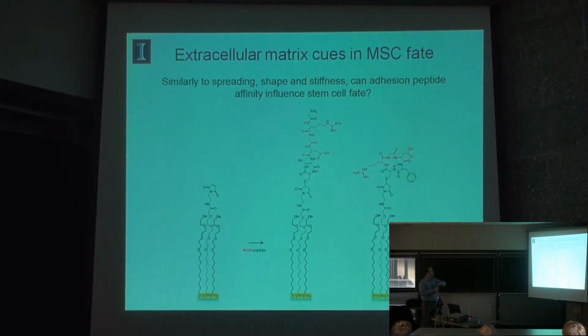Getting parched. And so the hypothesis here was similar to the nanostructured surfaces, stiff matrices, geometry. We could utilize ligands that have an enhanced affinity for integrin receptors to change the cytoskeletal tension of the cell and therefore influence differentiation.